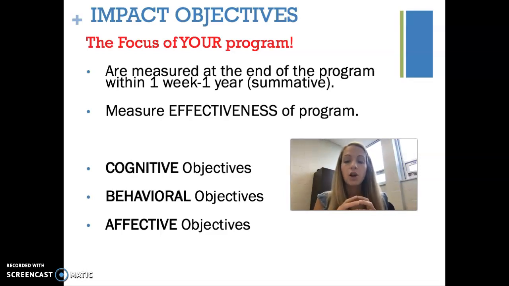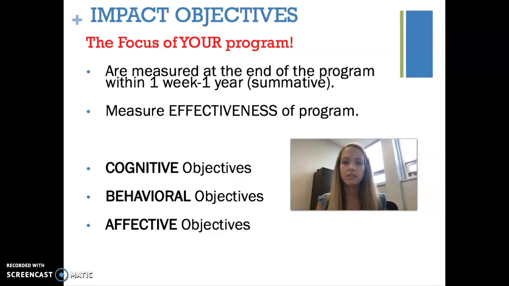Impact objectives are measured at the end of the program. Remember, they're summative, but they're more short-term summative. So they're evaluated within 1 week to 1 year after the program, kind of depends on the program. And you're measuring the effectiveness of the program. Did you intend to do what you wanted to do with your program? Was there success? And you have to be able to measure that. And remember, we're looking at cognitive, behavioral, and affective objectives within our impact objectives.